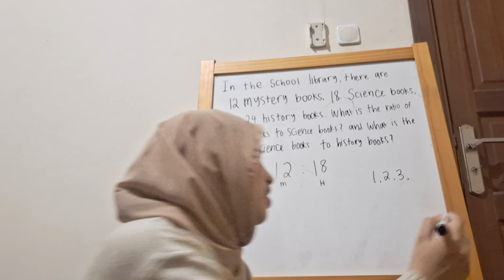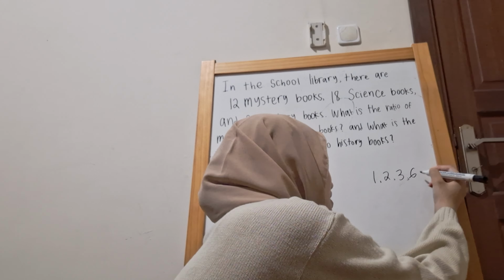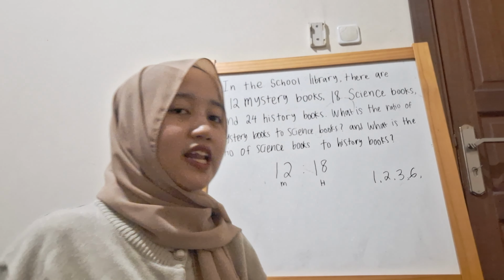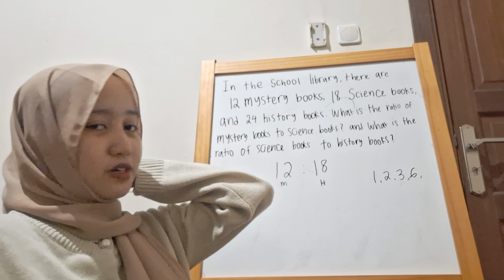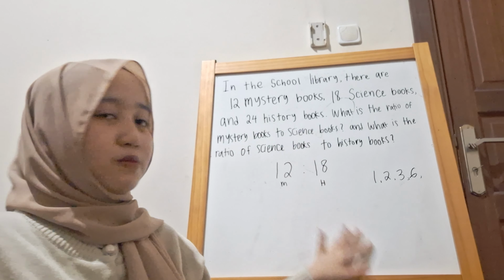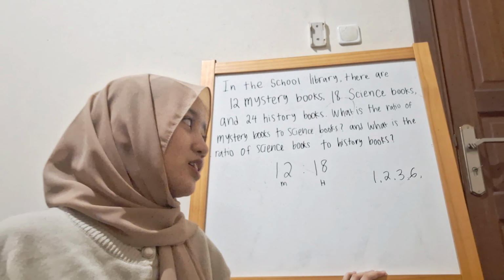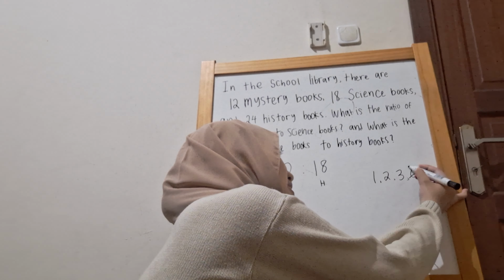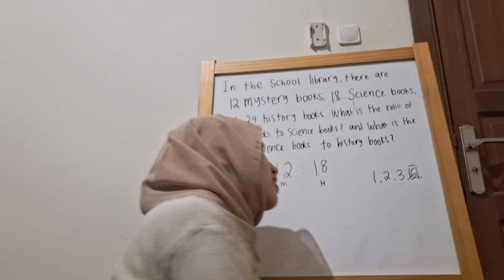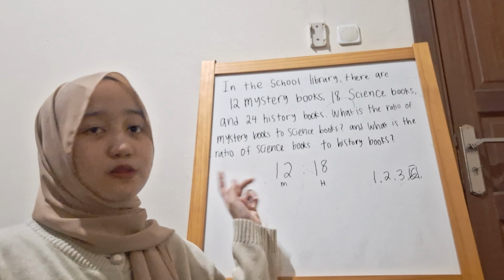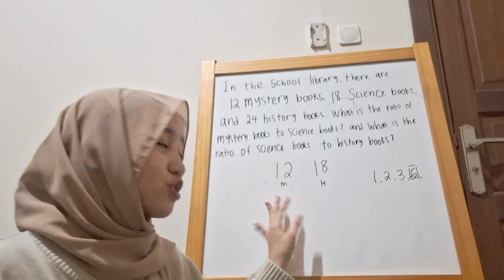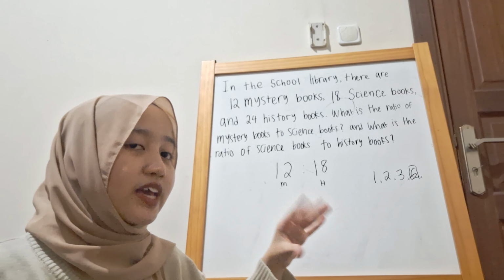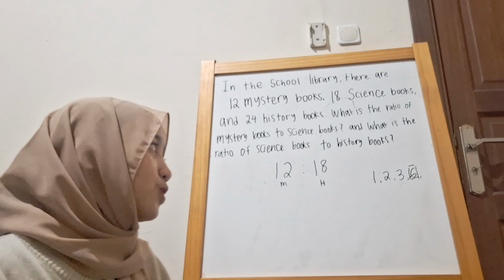6. Yes, you are correct. Are there any more numbers that can divide both of them? No? So what's the largest common factor? Yes, you are correct. It is 6. So we can divide both of them by 6 to find the simplest ratio.